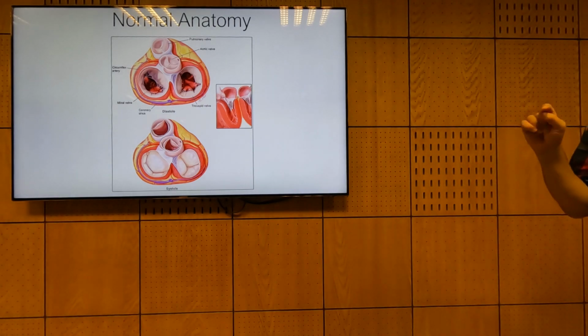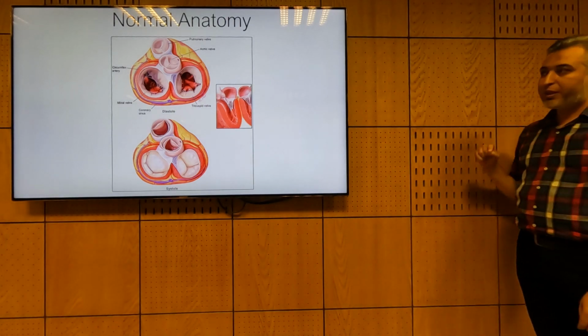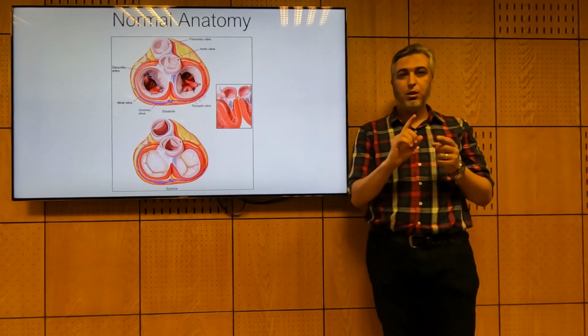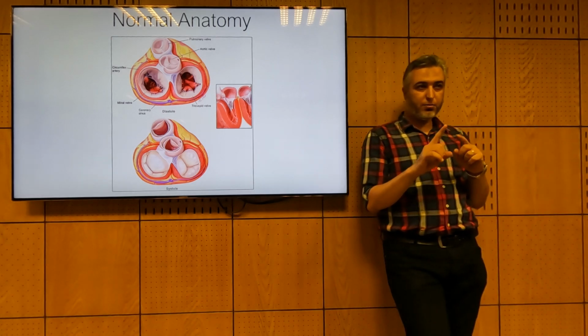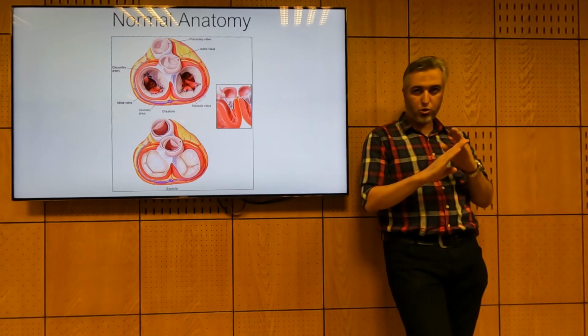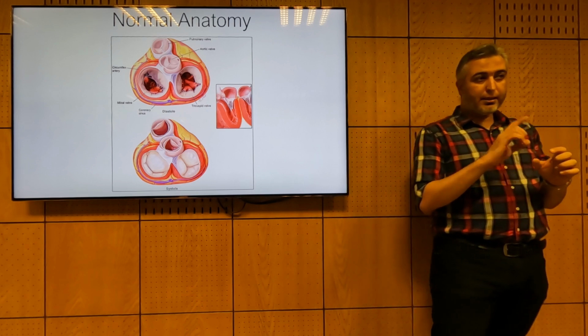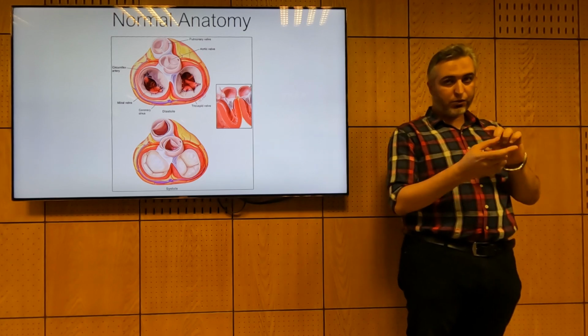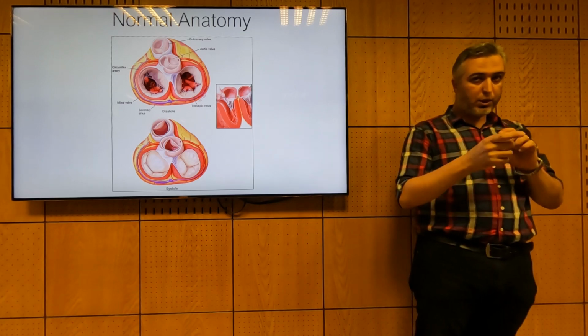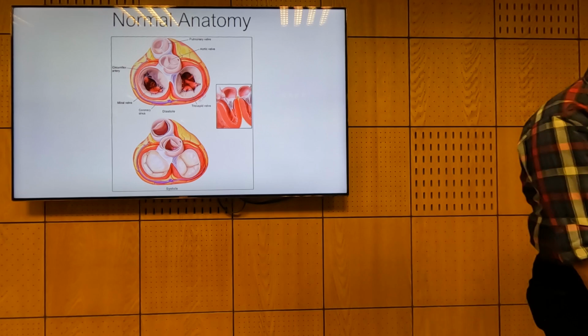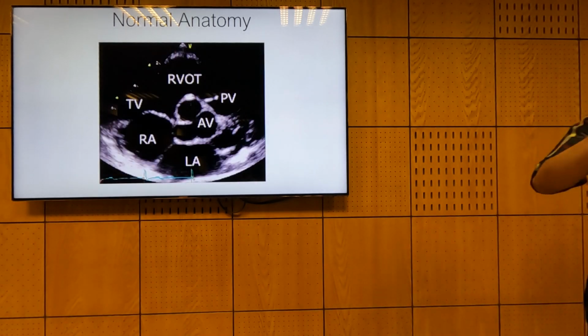Okay, so we've kept stressing that the outflow tracts of both ventricles cross each other, so they are not on the same plane. And so if you get a short axis on one outflow, you actually get the other one as a long axis. This is quite evident in echo. So Soha will be discussing echo in detail.